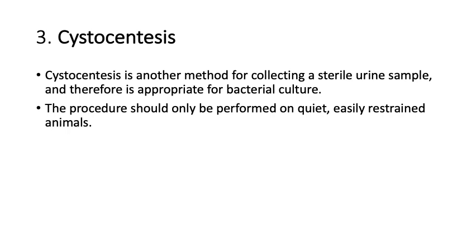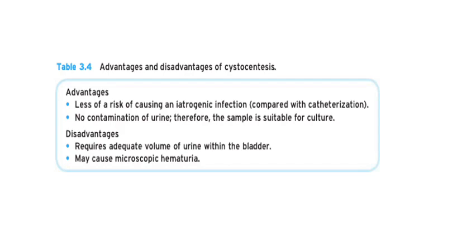Next is cystocentesis. The patient is restrained in dorsal recumbency and the bladder is palpated. An ultrasound may also be used to visualize the bladder and help guide the needle. For female dogs and cats, the needle is inserted along the midline of the caudal abdomen. For male dogs, the needle is inserted caudal to the umbilicus, just off to the side of the sheath. One of the disadvantages of cystocentesis: once inserted, the needle is never redirected, as this could cause potential damage to adjacent organs.